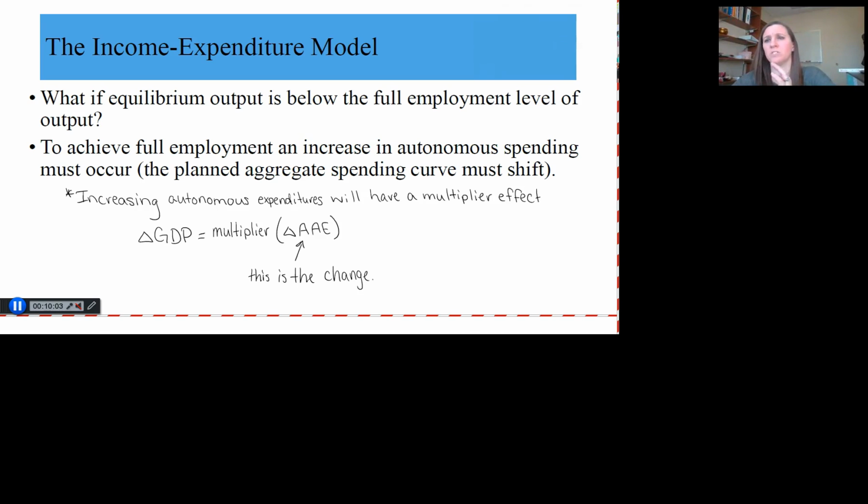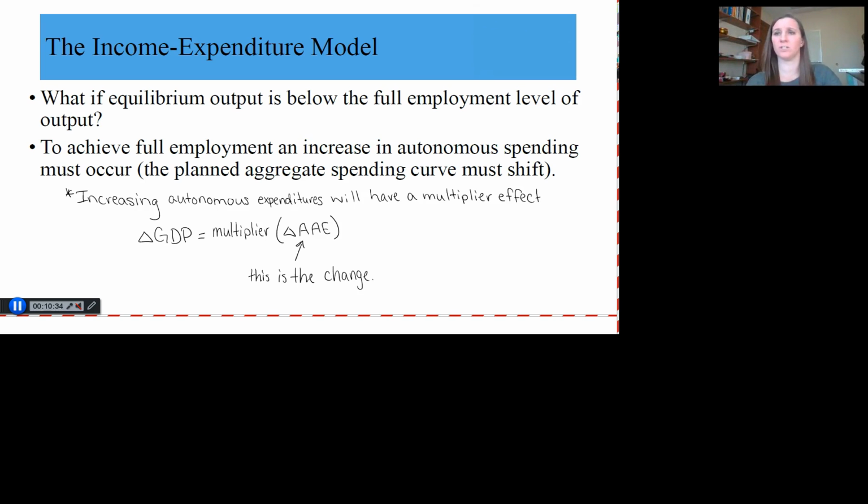So now it's not so much that we can identify the equilibrium, we also want to know how we can tweak the economy to get us to that equilibrium. For instance, what if our equilibrium output is below the full employment level of the output? Well, we have to change our autonomous spending, right? That's what we started this chapter talking about. So it's going to have a multiplier effect, right?